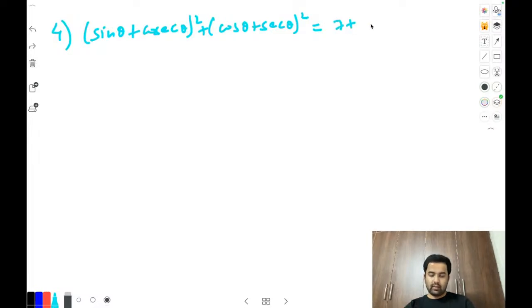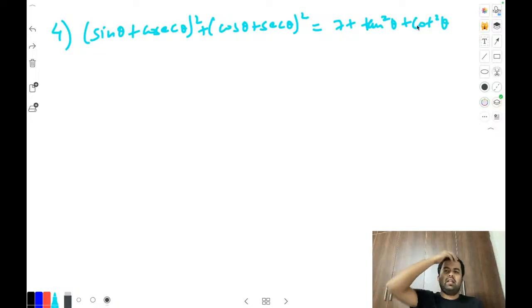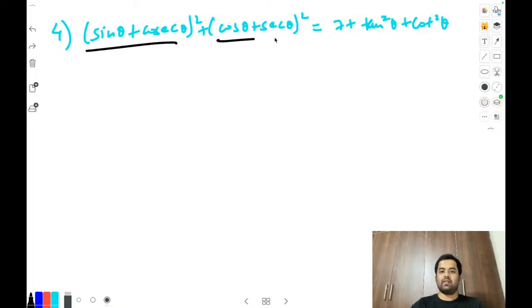7 plus tan square theta plus cot square theta. Yes, boys and girls, try to solve this. It's an easy one only. I think in 5 to 6 steps you'll get the answer. Try to solve this now, boys and girls. This one is A plus B whole square. Expand it as A plus B whole square. You'll get the answer.